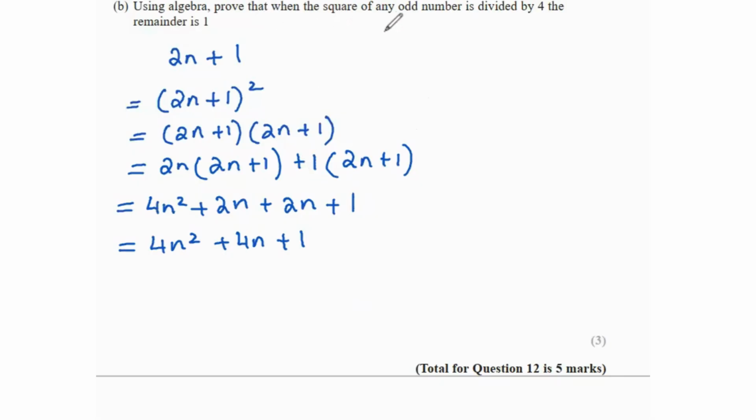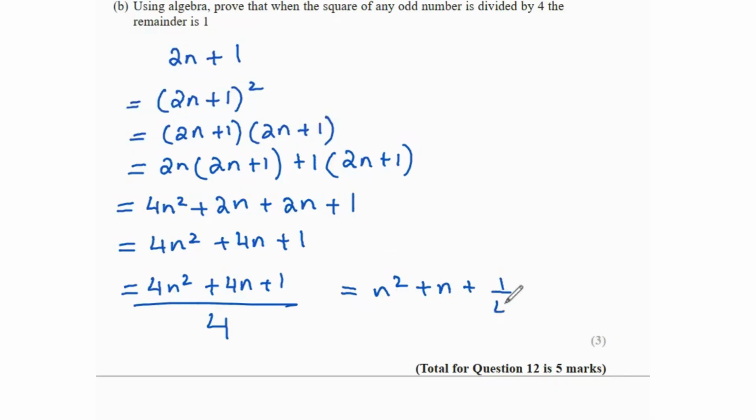Now, they said that we have to prove that the square of any odd number, when divided by 4, the remainder is 1. So now we're going to divide this by 4. When you divide this by 4, we get n squared plus n plus 1 over 4. So this is your remainder. So yes, the remainder is 1.